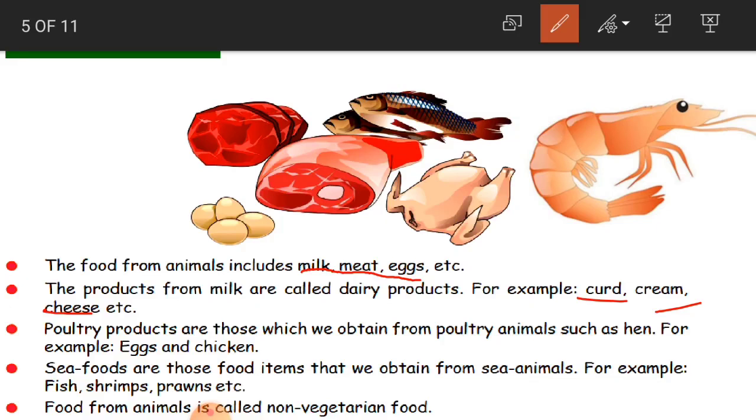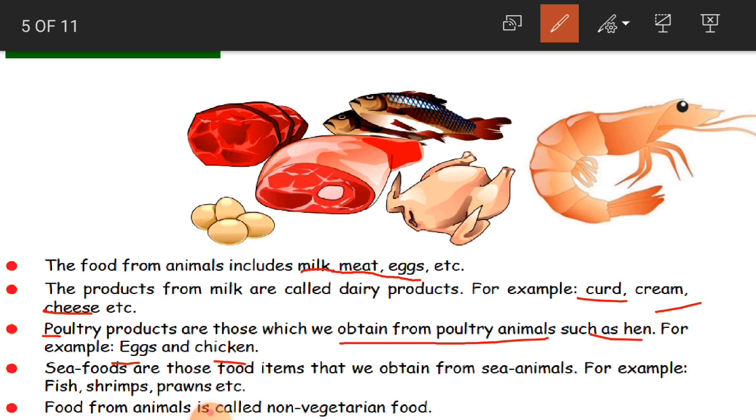And now poultry products. So what are poultry products? Those which we obtain from poultry animals such as hen. For example, eggs and chicken. So we also eat eggs. We also eat chicken. And these foods are called poultry products. Why? Because we get them from poultry animals such as hen.